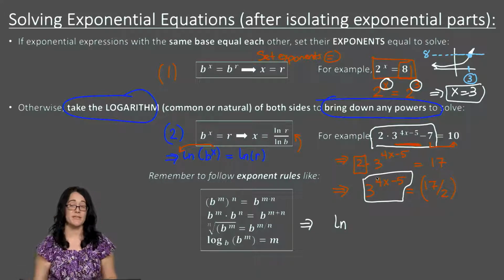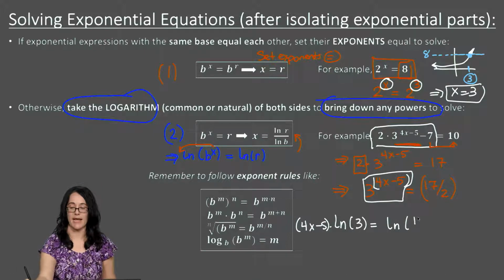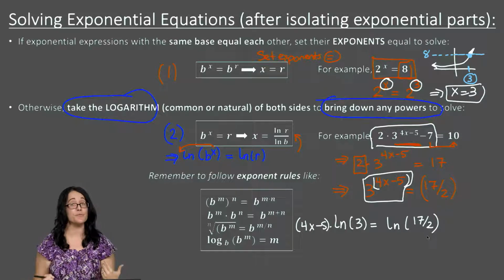But what's the purpose of that? It's to bring down the exponent. So I could save a step and do that at once. I'll recommend that, saving some handwriting here. So this would become 4x minus 5, all in parentheses, that's critical, times the natural log of 3, must equal the natural log of 17 halves. Again, if you had chosen to use the common log or any log base, as long as you do the same on both sides, that's perfectly fine, perfectly legal.